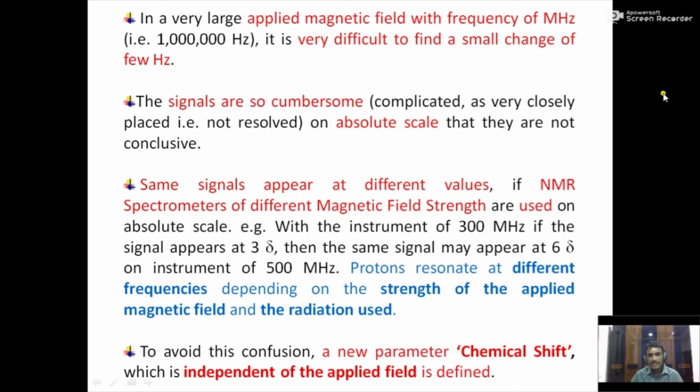It might be a different case, but for the same molecule with instruments of different frequencies, you are getting the peaks at different positions. The same protons resonate at different frequencies depending on the strength of the applied magnetic field and the radiation you have used. So to avoid this confusion, a new parameter is introduced, that is the chemical shift, which is independent of the applied magnetic field.